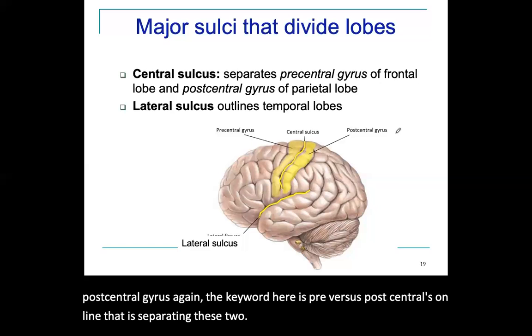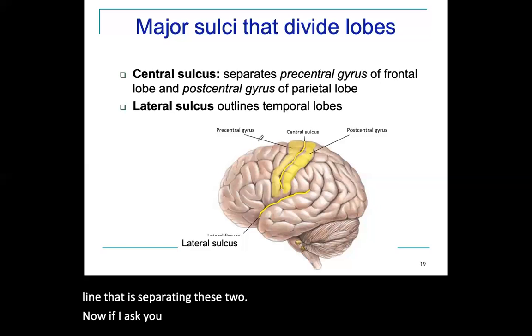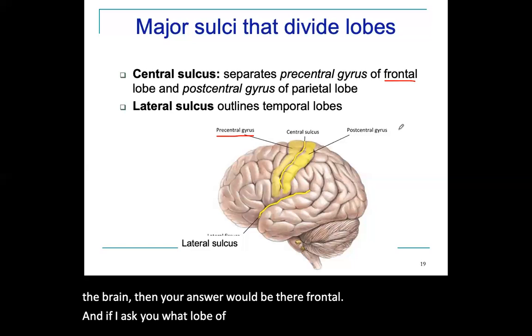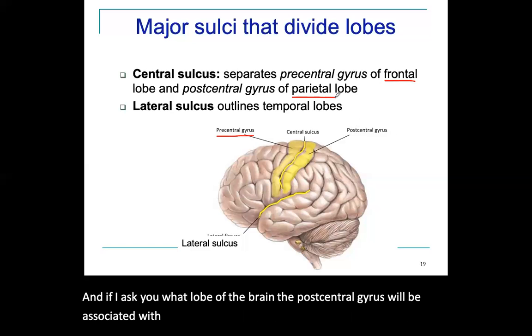Now, if I ask you guys, the precentral gyrus is associated with what lobe of the brain? Then your answer would be the frontal lobe. And if I ask you what lobe of the brain the postcentral gyrus is associated with, then your answer would be the parietal lobe.